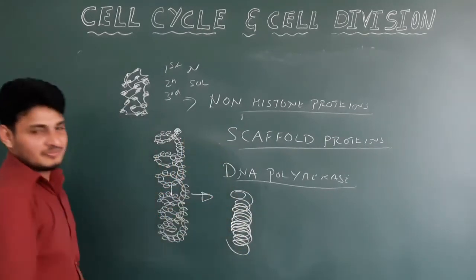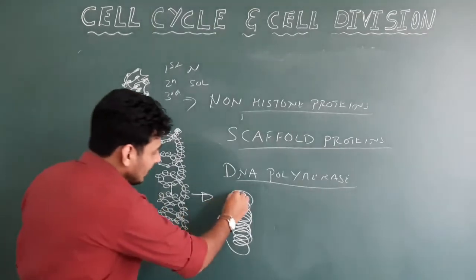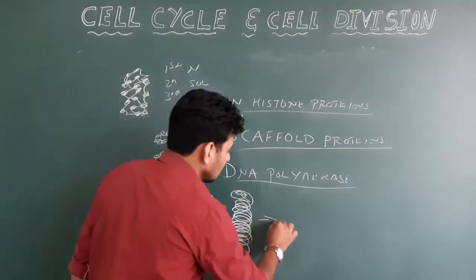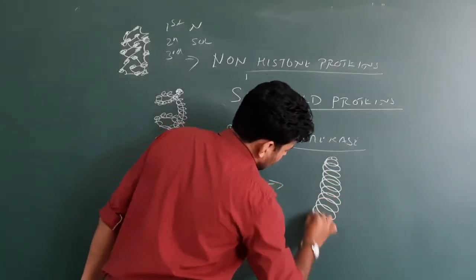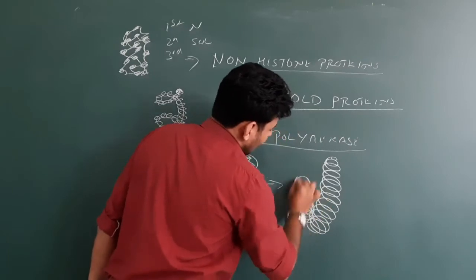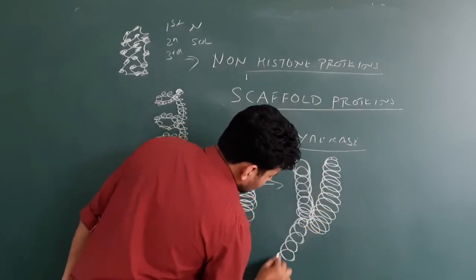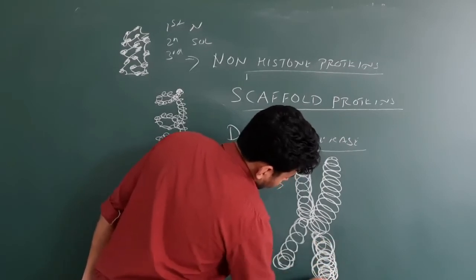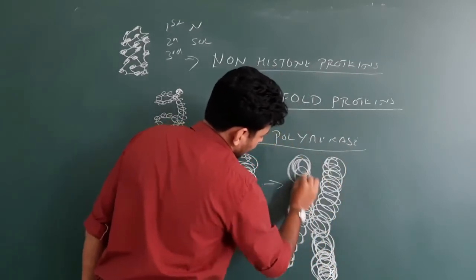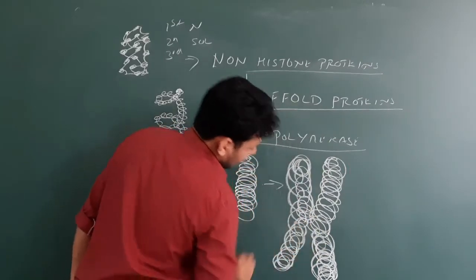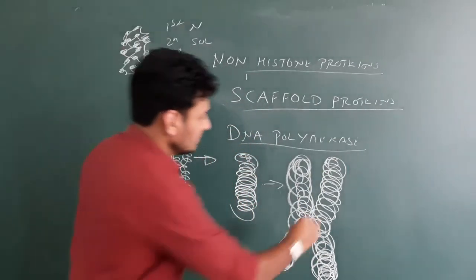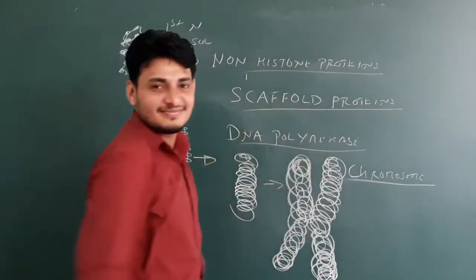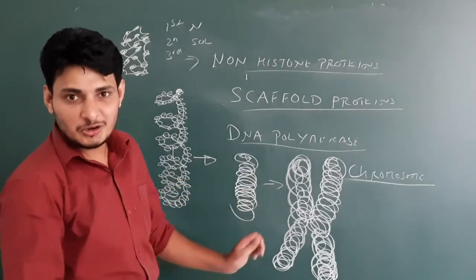It looks like this. Again condensed. The DNA is present here. So that is because of the DNA polymerase. And ultimately what you see is a structure like this. When the cell undergoes mitosis, you see a structure like this. What is the structure? It looks like an X-shaped structure. So this is chromosome. Done? Got it? So this is all about the chromosome structure.